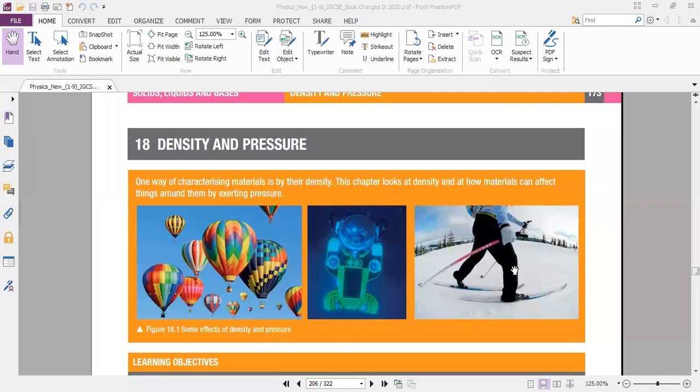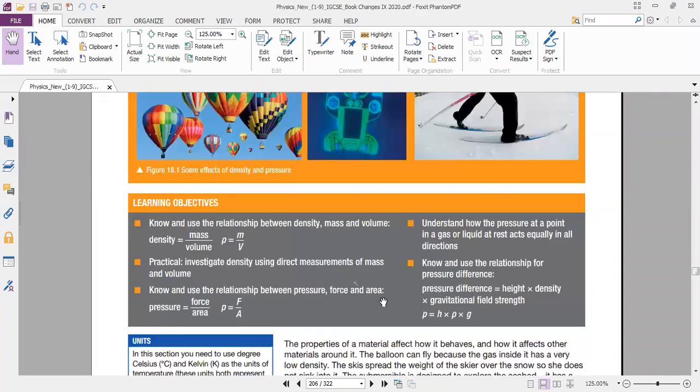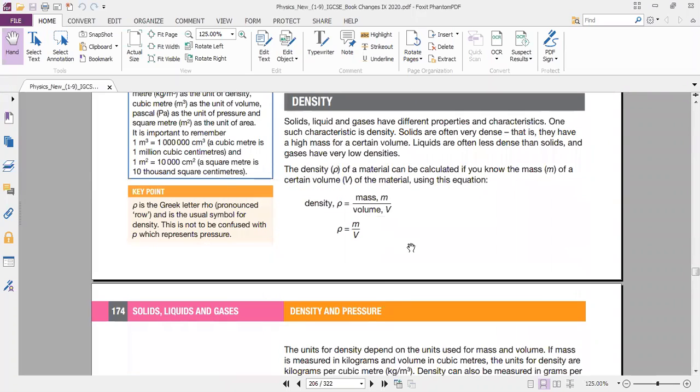Density and pressure. First of all, the definition of density. Density of any substance is measured by using the following formula. Density equals mass divided by volume. Density is expressed by the letter rho. Mass is expressed by the letter m. Volume is expressed by v. The unit of density is kg per meter cube or gram per centimeter cube.